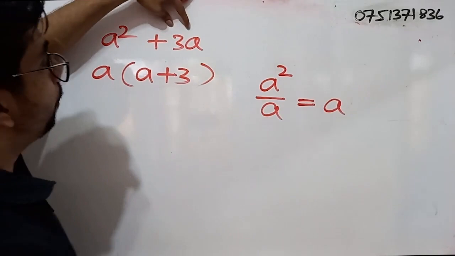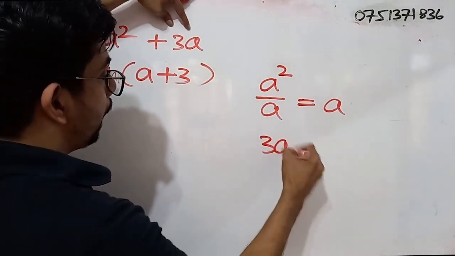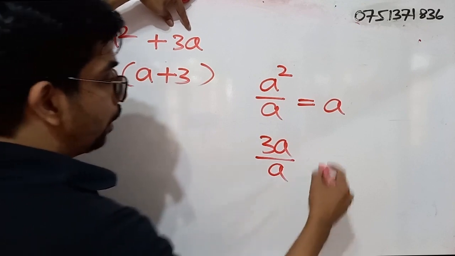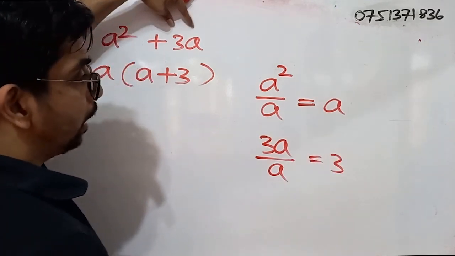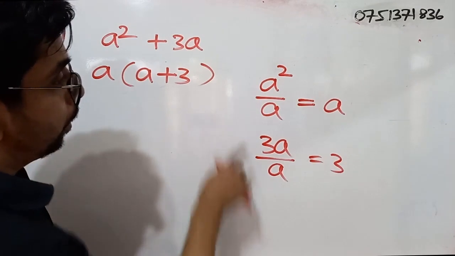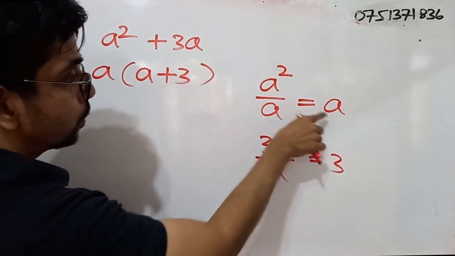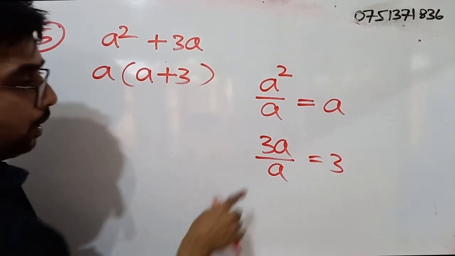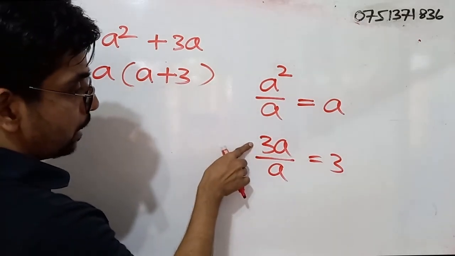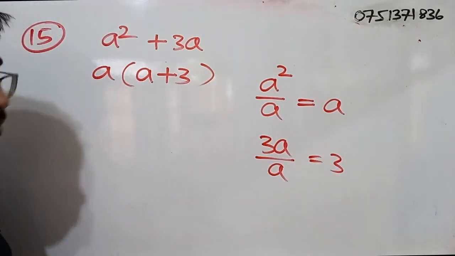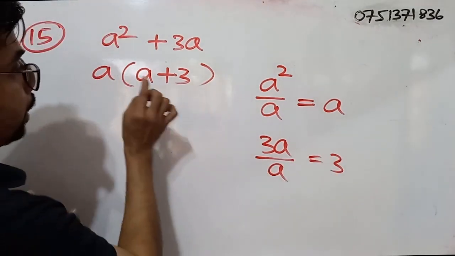Right? So here what do we have? 3A. 3A divided by A. What is the outcome? 3. And I have forgotten to mention, both of these terms are positive. This is positive, this is positive. So the outcome is also positive. Here the same thing. 3A is positive. Simple A is positive, so the outcome is also positive. So what goes inside the bracket? A plus 3.